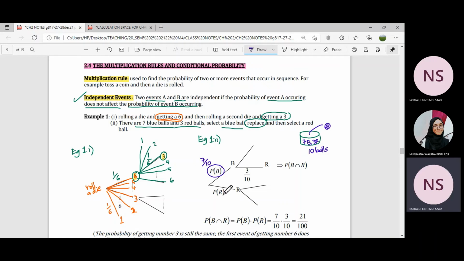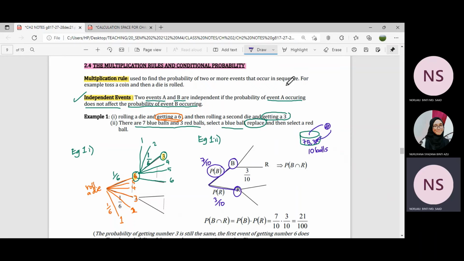The probability of getting a red ball in the first selection here is 3 over 10. So make sure you write the probability on this branch. For the first selection, either you will get the blue ball or you will get a red ball. In this example, select a blue ball, then we need to replace it back. After you select this blue ball, you need to replace it back.